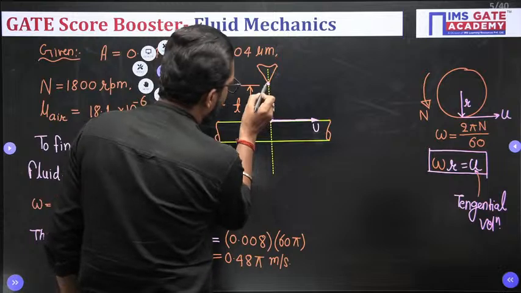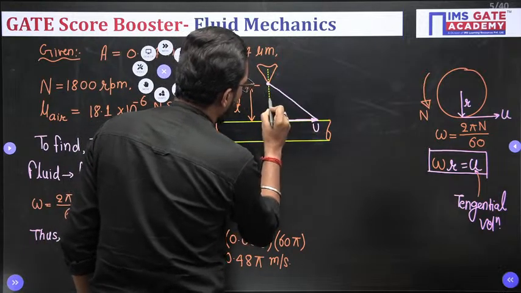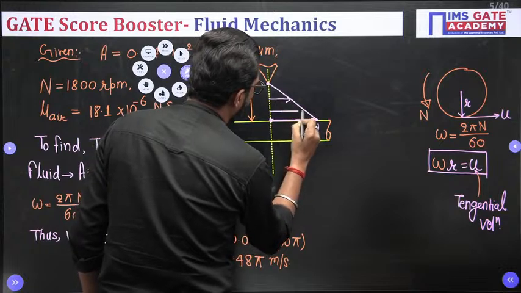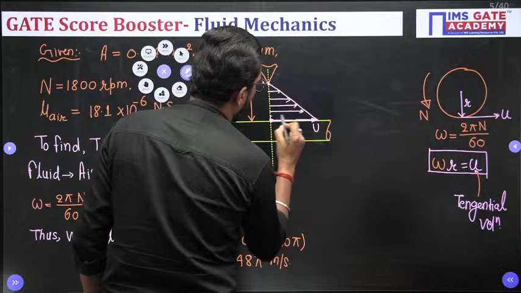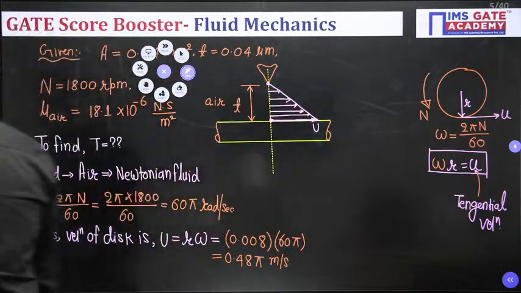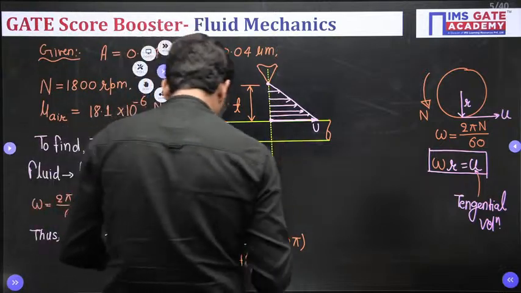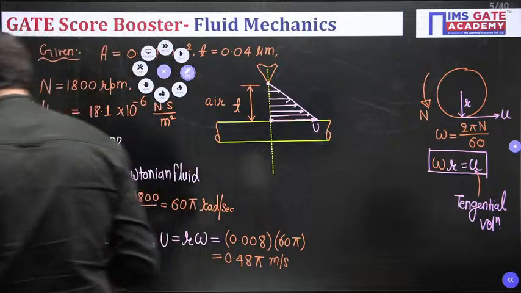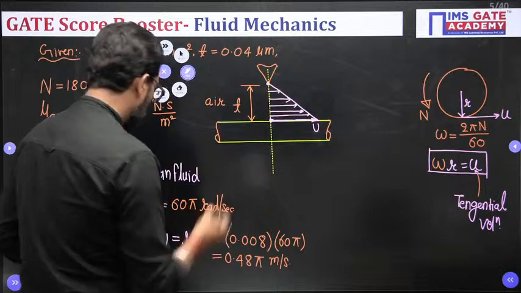So here in the gap there is a linear profile. Why? Because the gap is very small. So this is your velocity profile. Now, if you think about it, this is your disc, and this is your u velocity.